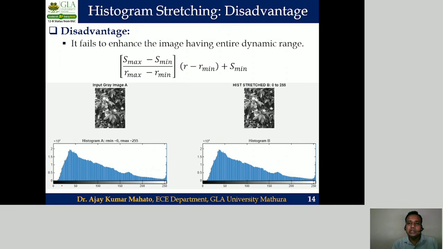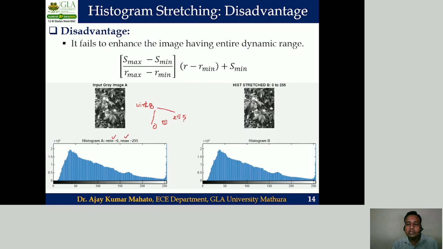In order to understand this disadvantage, let us take this example. The input image A and its corresponding histogram are shown in this example. In this image A, the minimum intensity level is 0, so R min equals 0. The maximum intensity level in this input image A is 255, so R max equals 255. Now input image A is an unsigned 8-bit input image, and for an unsigned integer 8-bit image, we can perform histogram stretching to its entire dynamic range, that is from 0 to 255.